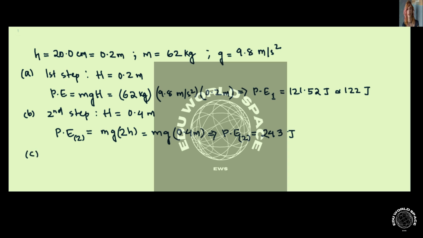So in the third part, the person is standing on the third step. So here the height of the person from the ground will be 3 times the height of each step. So potential energy will be mg times 3h.